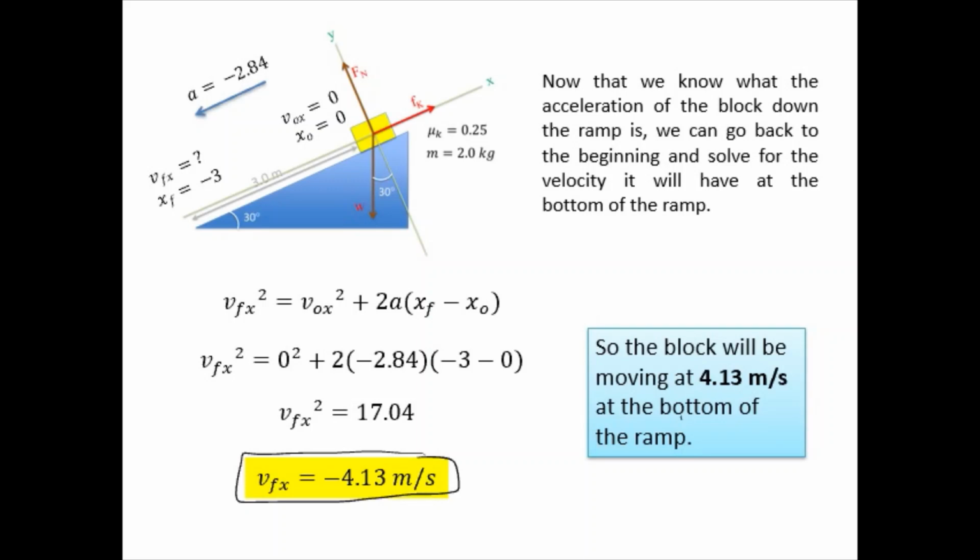Sometimes the reason they may ask for speed instead of velocity is that they do not know how you set up your problem. If you had set up your problem with the block coming down the ramp that way, you would have got a positive velocity. So rather than asking for a sign of velocity, they sometimes just ask what the speed is, and that way everybody, regardless of which direction you set this problem up, should get the same final answer of 4.13 meters per second. And because it's a speed, it's always going to be positive.